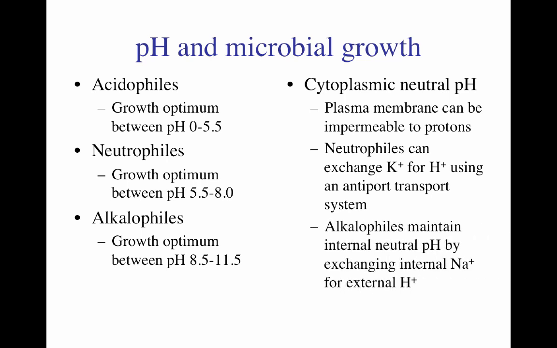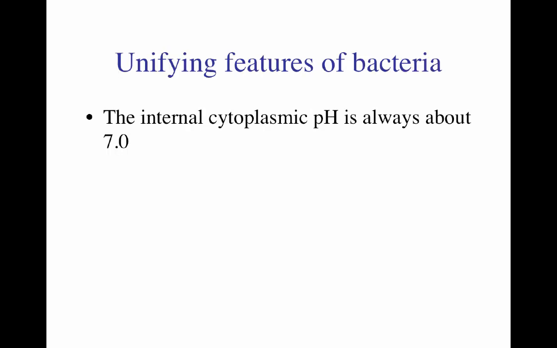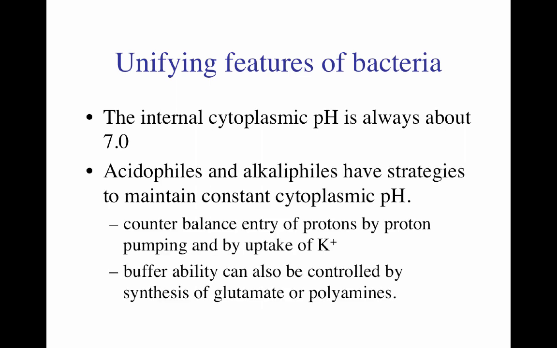Alkalophiles, on the other hand, are going to maintain a neutral pH because now they're able to exchange internal sodium for external protons. So basically bringing protons from the outside and exchanging them for internal sodium. And they also have other ways in which they can buffer their cytoplasm. So as I mentioned, a unified feature of bacteria is that the cytoplasmic pH is always about 7. And acidophiles and alkalophiles both have strategies that are going to maintain the pH in the cytoplasm around 7.